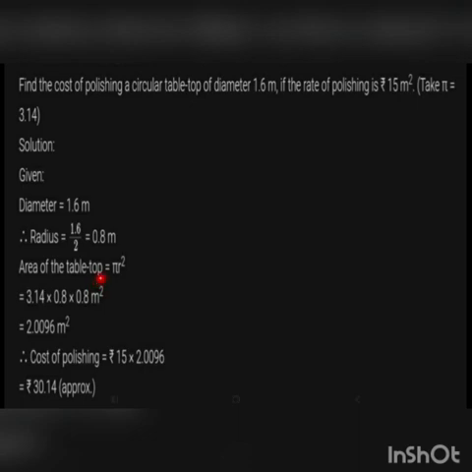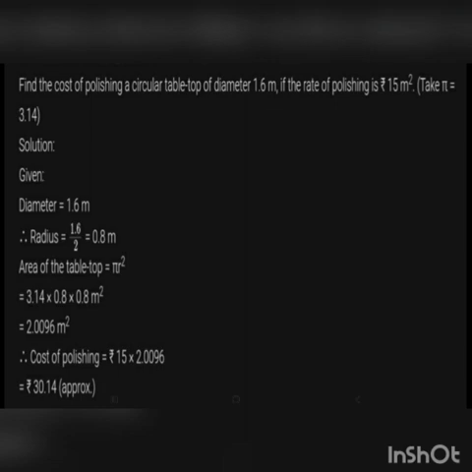Now, what is the area of the tabletop? The area of any circular thing is what? Pi r square. The radius is given, so substituting in pi r square, taking the value of pi as 3.14. So 3.14 into what is the value of r? 0.8. So 3.14 into 0.8 into 0.8. Here there is nothing for cancelling, just direct multiplication.